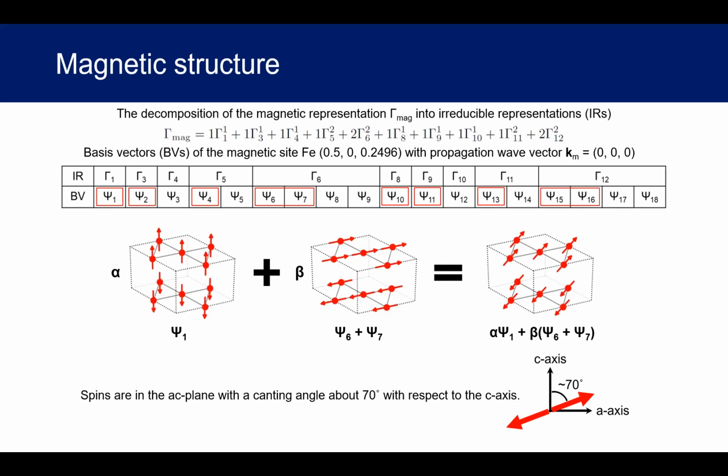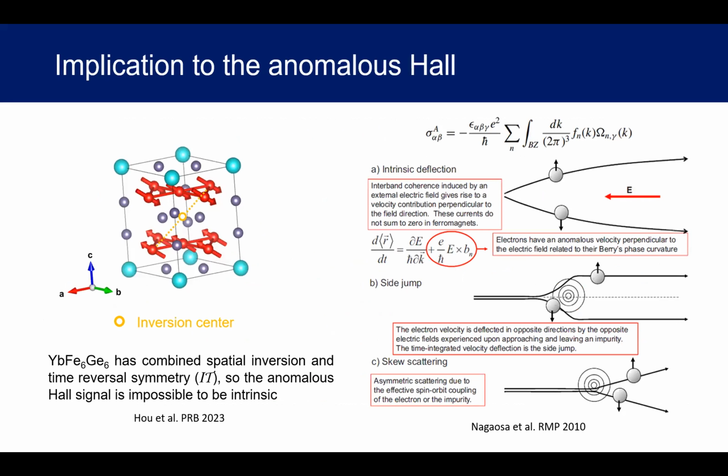The final magnetic structure can be viewed as the combination of the A-type antiferromagnetic order and the planar collinear antiferromagnetic order. The spins are in the AC plane with a canting angle of about 70 degrees with respect to the C-axis. Having established this magnetic structure, we can think about the anomalous Hall effect we have observed.